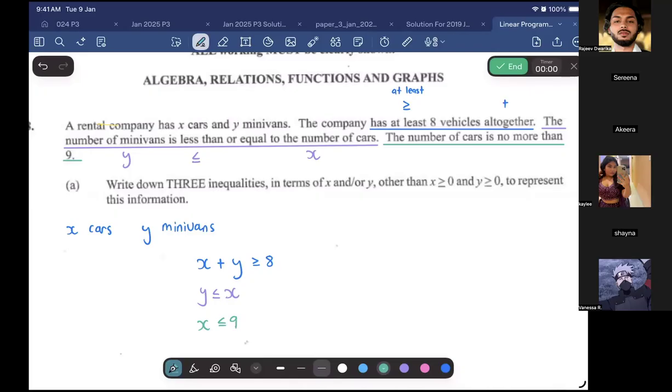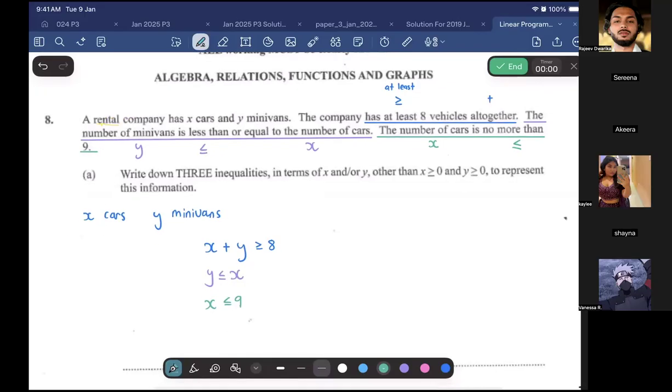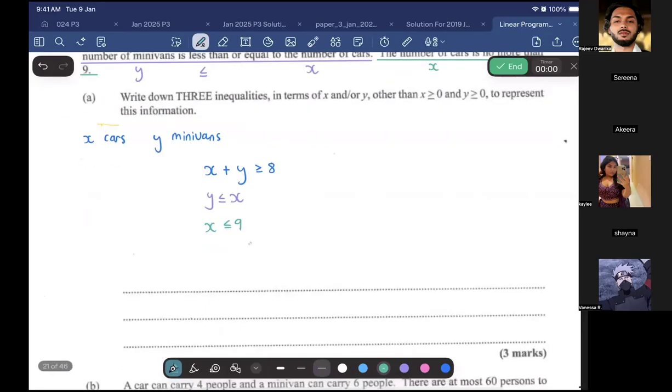That's good. So the number of cars is given by X. And Serena, do you understand that no more than is less than or equal to? Yes, sir. Right. And is 9. So is there anybody that didn't understand how I came up with those inequalities? No, sir. Okay, so let's move on now, right?